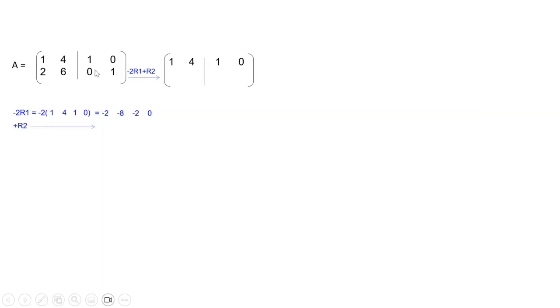Plus row 2. For row 2, all we do is bring it over: 2, 6, 0, 1. Now we add them. So we get 0, -2, -2, 1. This is my new row 2.